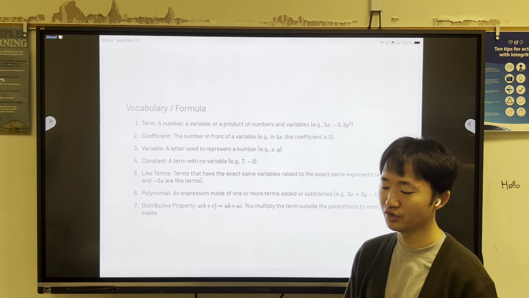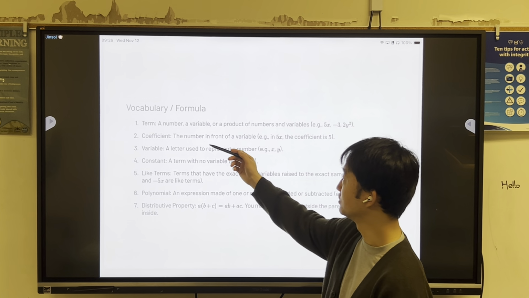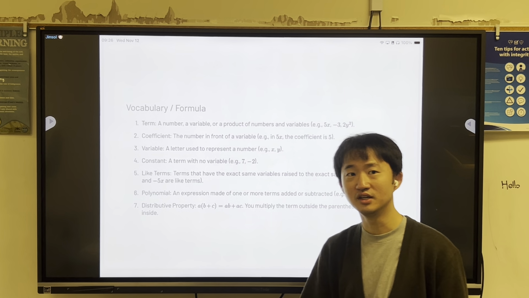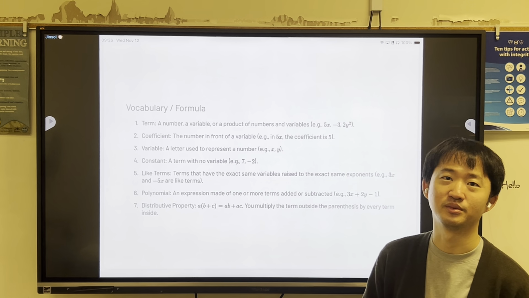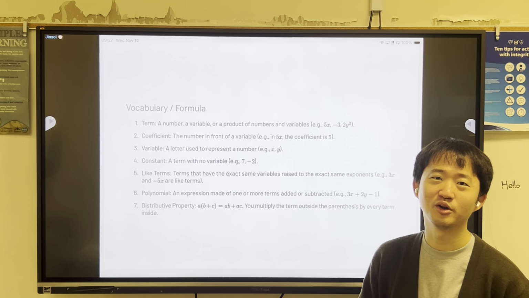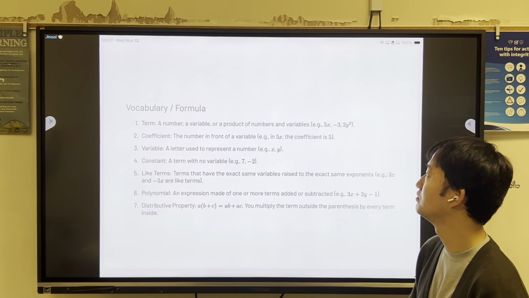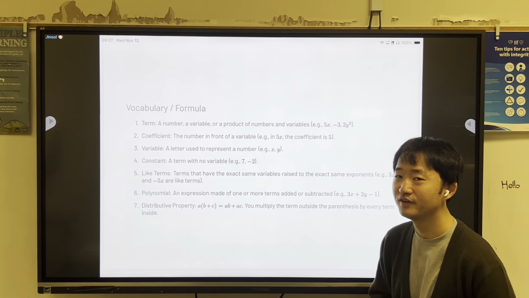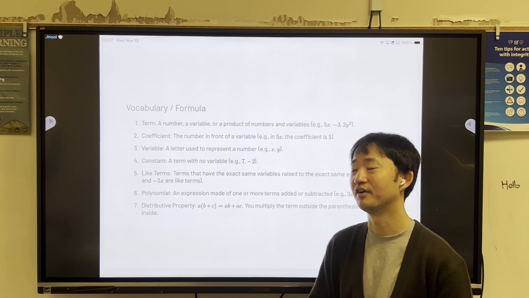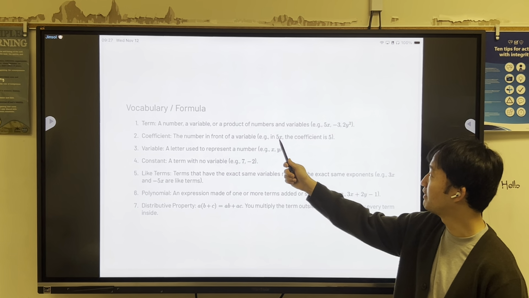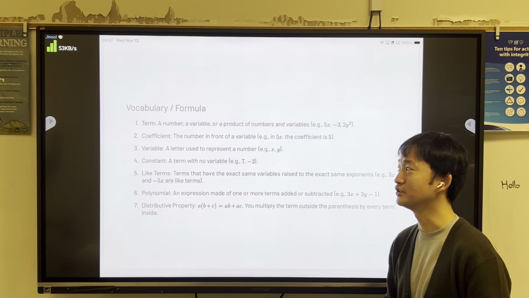Let's go through some vocabulary and formula. Well, the first thing we have to know is a term. A term is composed of a number and a variable. It could have a variable, it doesn't have to have a variable. If it's just a number, that's also a term. Okay, it has a coefficient. The coefficient is the numerical part in front of a variable. So for example, if you have 5x, well, the 5 is in front of the variable, so that's the coefficient.